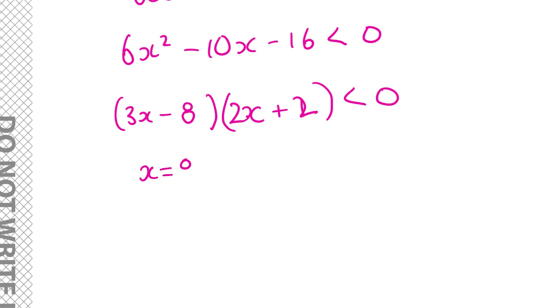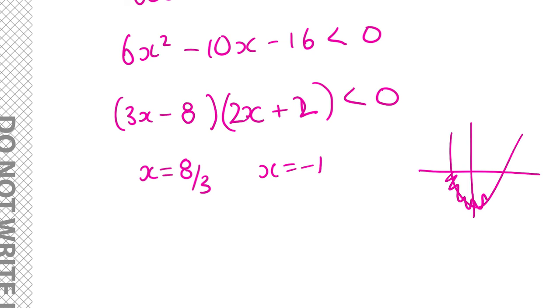So we're going to x equals 8 over 3, and then x equals negative 1. Because if 2x plus 2 equals 0, x is still going to equal negative 1. And you know that 3x times 2x is 6x squared. Now, if this is less than 0, if we were to just draw a quadratic, where is it less than 0? In this part. So this means we want one inequality.